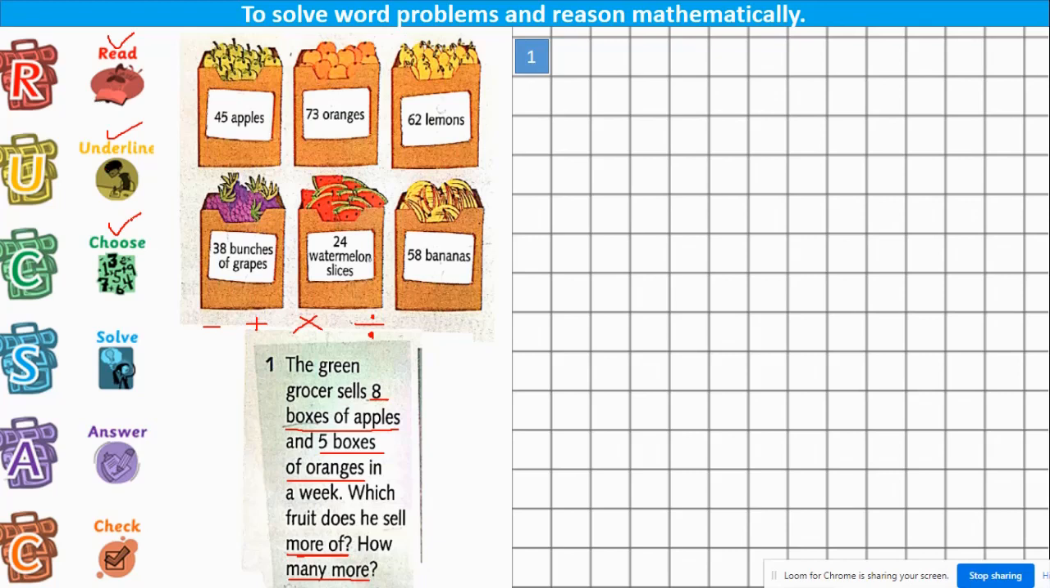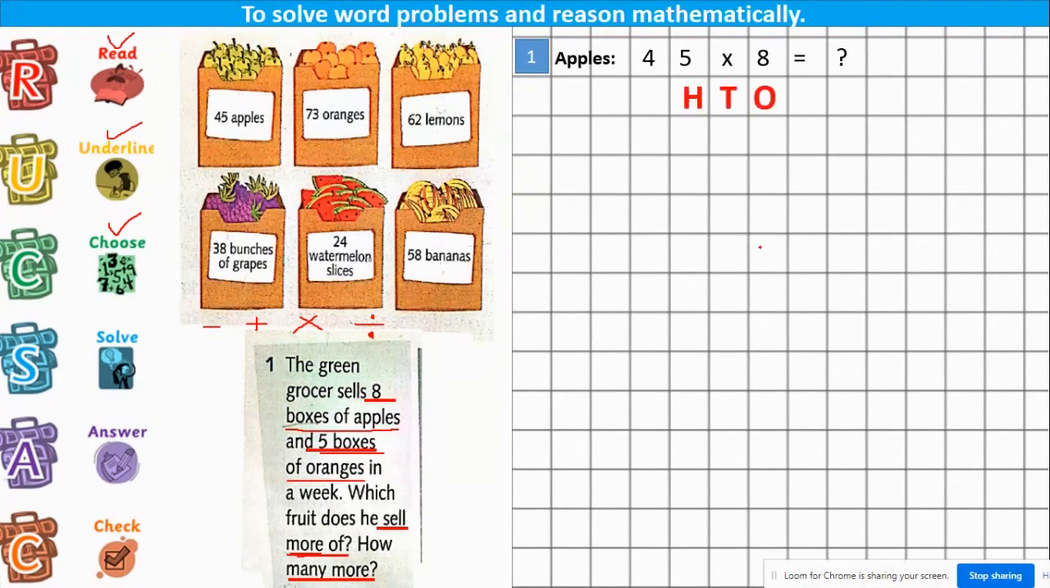So we have finished underlining. Now let's choose the operation. Now we know that one box has 45 apples. So 8 boxes will have how many apples? I can either select to add 45 8 times, or else I simply multiply 45 with 8. So let's multiply this. We have learned the formal written method of multiplication, so we are going to use that to solve this number sentence.